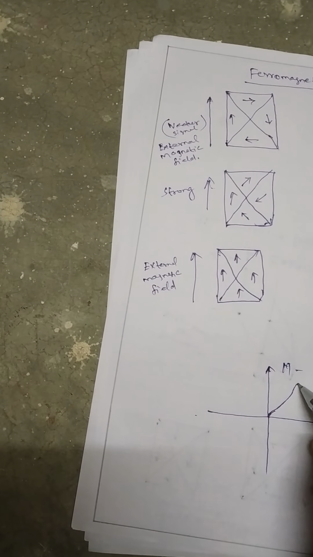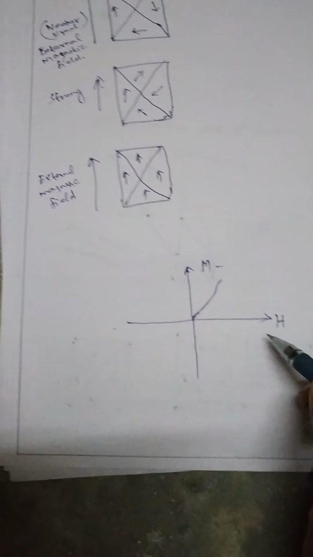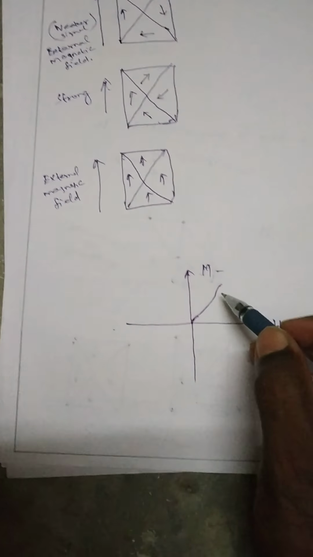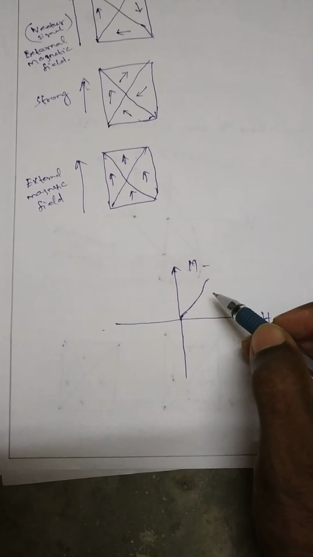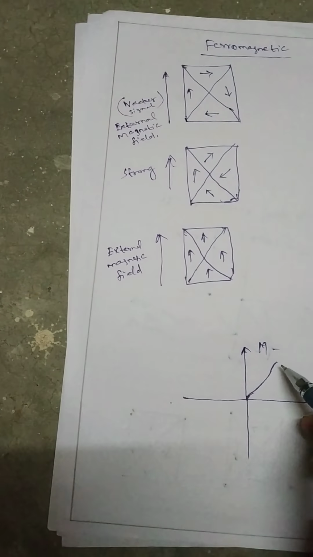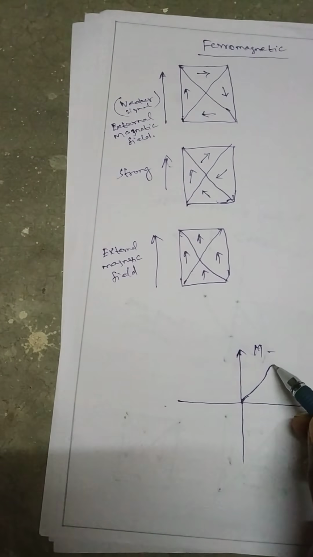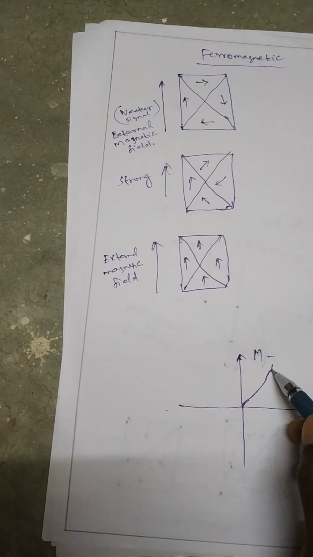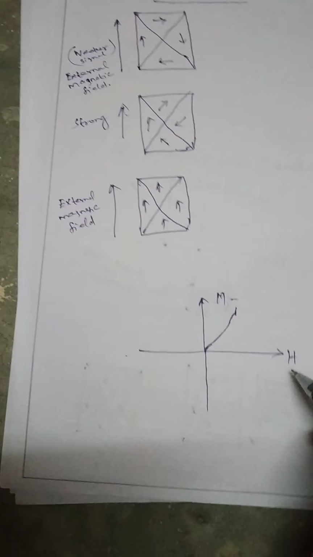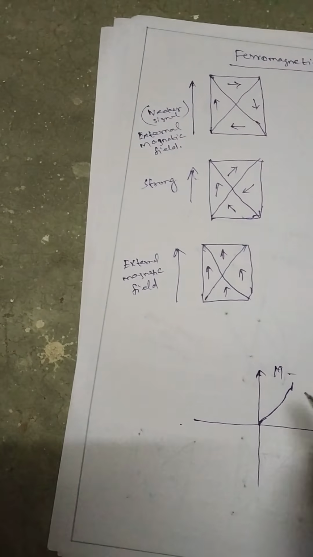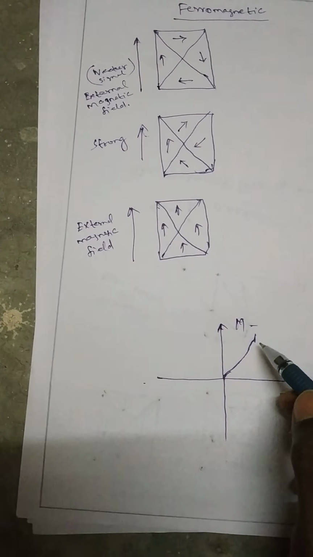At a certain stage, if we are still increasing the magnetic field, there is no change in the magnetism of the material. That means there is no further increase in magnetism. Once it reaches its maximum level, it becomes saturated. So if we increase the magnetic field, there is no change in the magnetism.